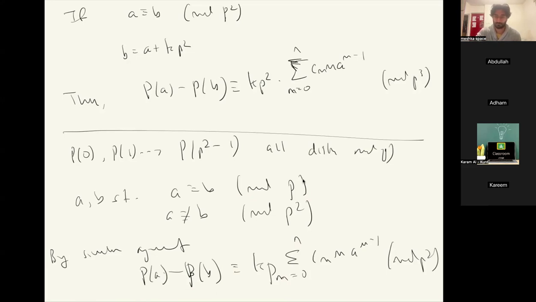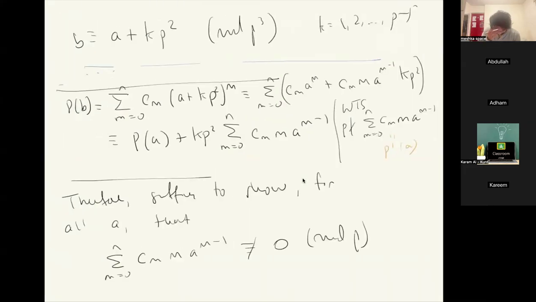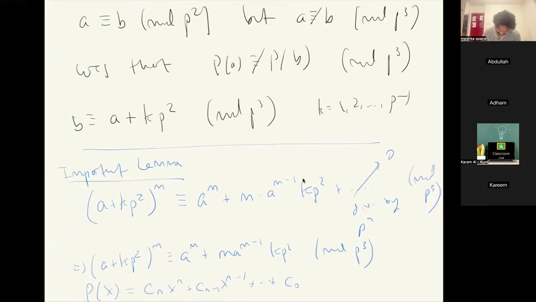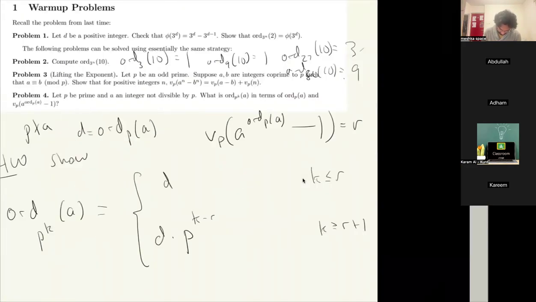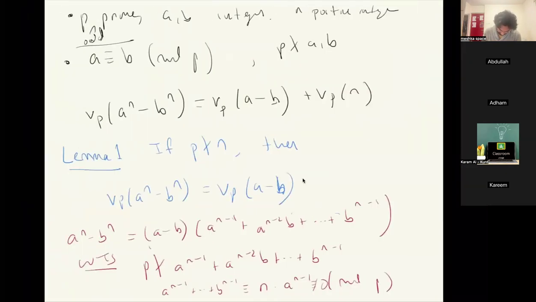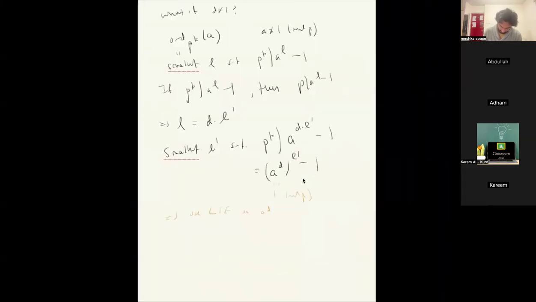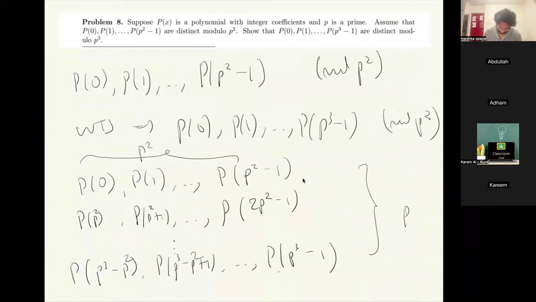But you already kind of saw this, right? We kind of already saw this, because what is lifting the exponent about? It's about the polynomial x to the n, right? So you can actually understand lifting the exponent as being related to this for polynomials that are just x to the n.